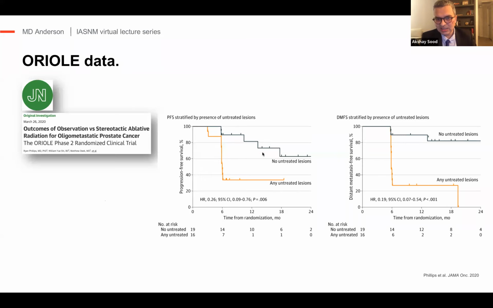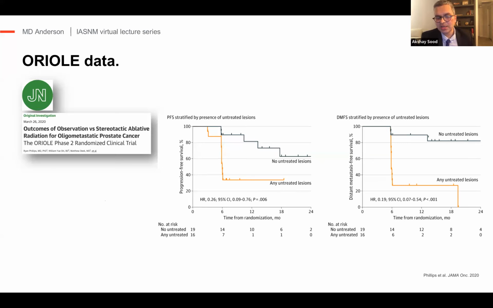And just by a CT scan, although they were treated based on the CT scans, if all their lesions, whether seen on CT scan or on PSMA scan, were all treated in the radiotherapy field, versus patients who had any untreated lesions based on the PSMA, you can see that the any-untreated-lesion group patients did poorly compared to patients who had a complete consolidation of PSMA positive lesions. Again, this is shown in the distant metastasis-free survival here as well.